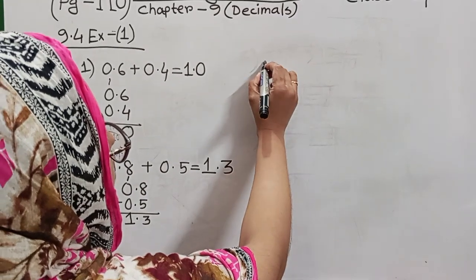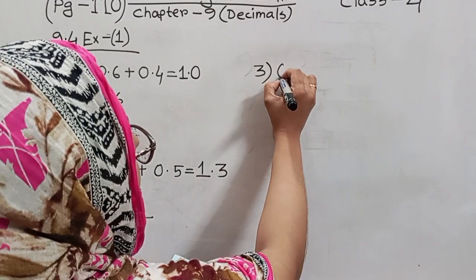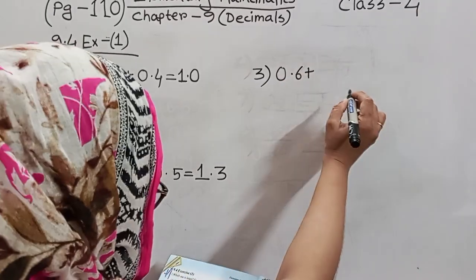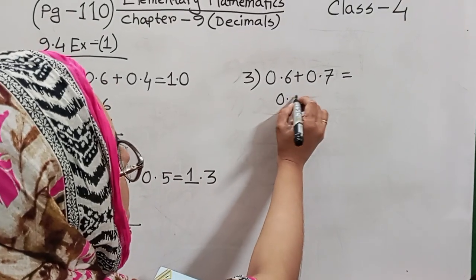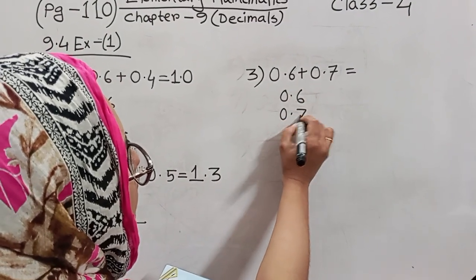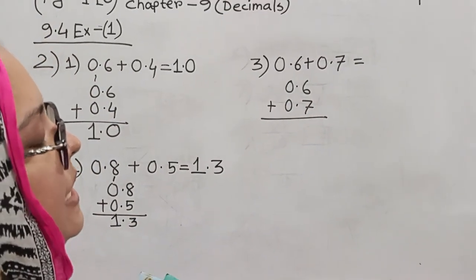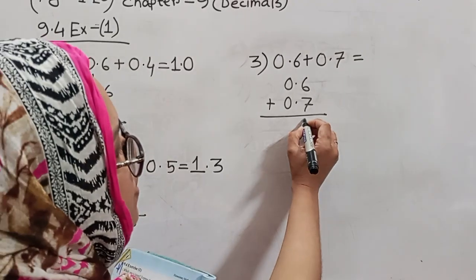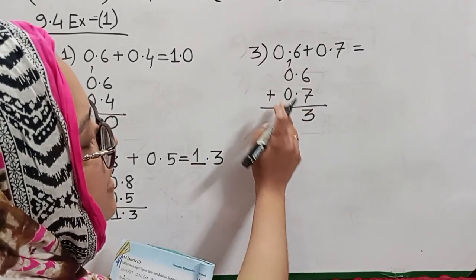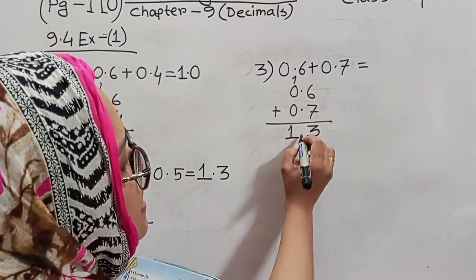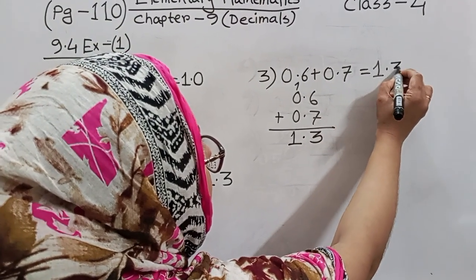Then question number 3, 0.6 plus 0.7 equal to what? So 0.6, 0.7, plus. 6 plus 7, it will be 13. 13, 3, in hand 1. This 1 will go over there. 1 plus 0, it will be 1. And the decimal point will be in the same place. So here the answer is 1.3.